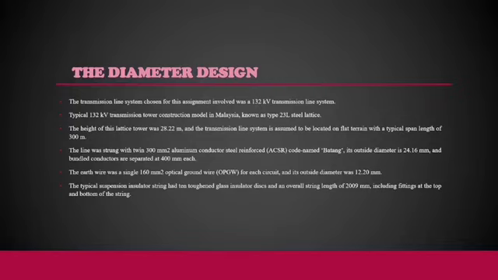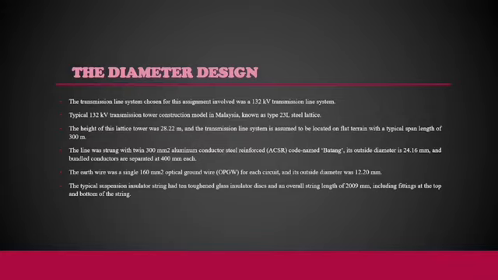The design. The transmission line system chosen for this assignment was a 132 kilovolt transmission line system. The typical 132 kilovolt transmission tower construction model in Malaysia is known as Type 23L steel lattice. The height of this lattice tower was 28.22 meters, and the transmission line system is assumed to be located on flat terrain with a typical span length of 300 meters.